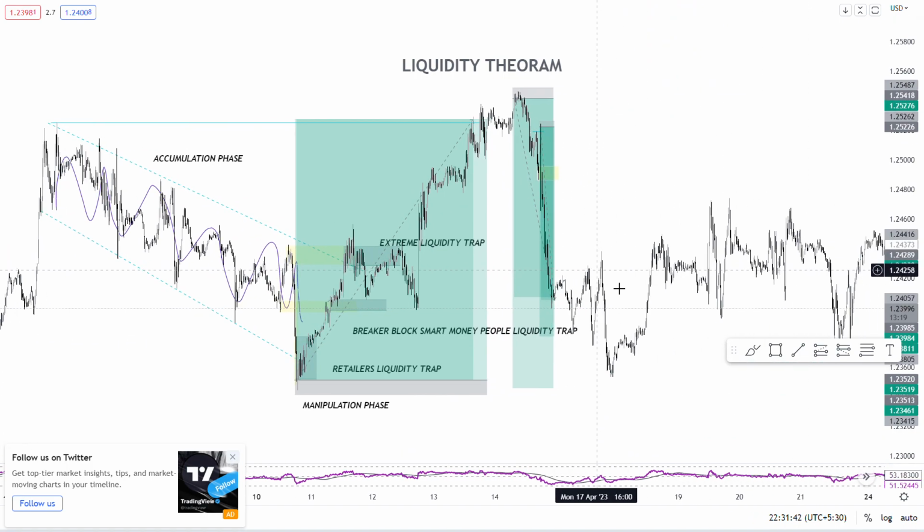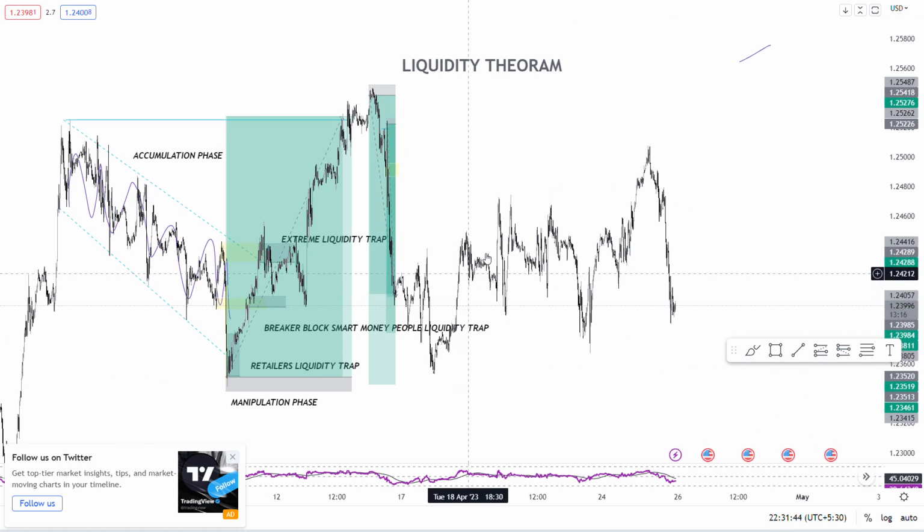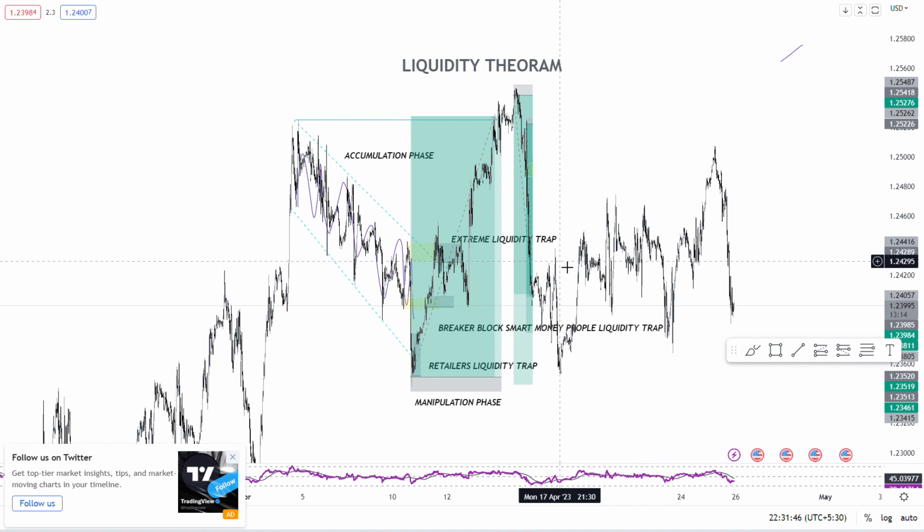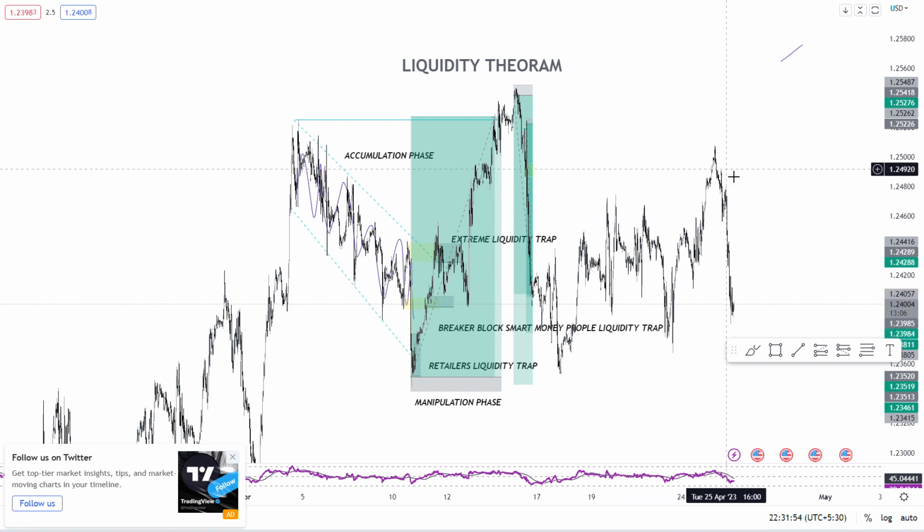This is how the real banks and the smart money people trade, bro. The smart money people that people are teaching on Instagram and YouTube are useless, bro. If you don't understand the liquidity, the smart money concepts are useless, bro. This is what moves the market. Liquidity is the main driver.